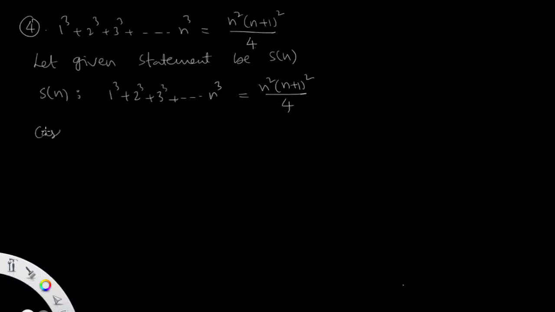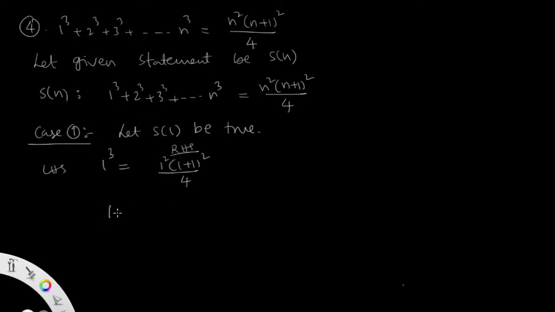Case 1 is the basic step: assume that S(1) is true. S(1) being true means in the place of n you write 1. That is 1³, which is 1. This is the LHS. And then the RHS you can take here: 1²(1+1)²/4. 1³ is 1, here 1+1 is 2, 2² means 4, and 4 by 4 is 1. It is also the same. Therefore, LHS equals RHS. Then you get S(1) is true.